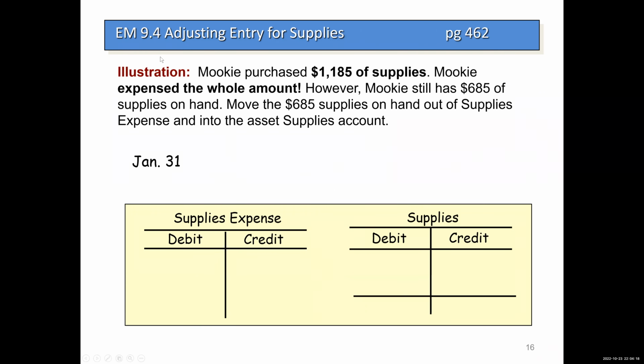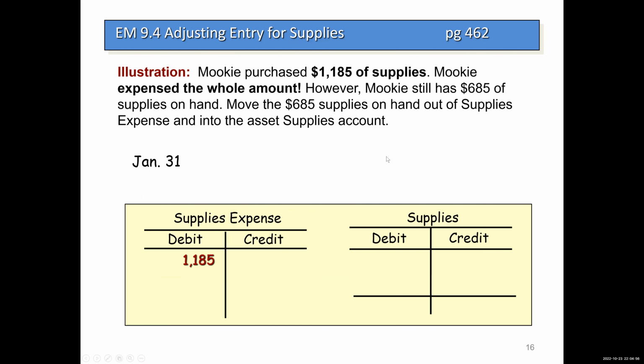This is EM 9.4, adjusting entry for supplies. This is on page 462. Mookie purchased $1,185 of supplies. Now, when we buy supplies, we should be debiting the asset supplies, right? But guess what? Mookie expensed the whole amount. Say what? Well, that's what Mookie did. They put all of that cost into supplies expense.